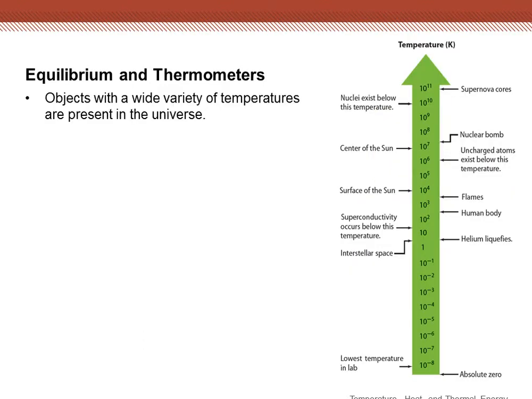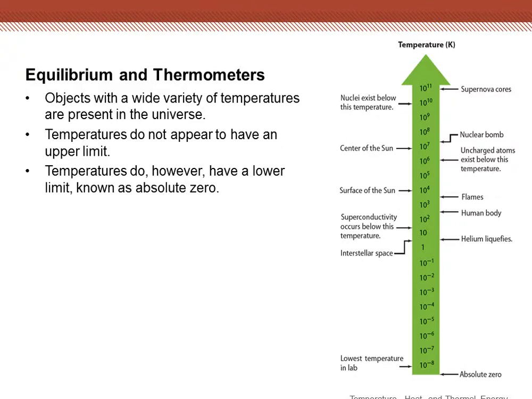Objects with a wide variety of temperatures are present in the universe. We see all sorts of different temperatures in just our everyday life on Earth, and then if we broaden our scope to even space and the entire universe, we see a very wide range of temperatures. Temperatures do not appear to have an upper limit. They can keep going on and on and on, and we see things hotter and hotter and hotter.